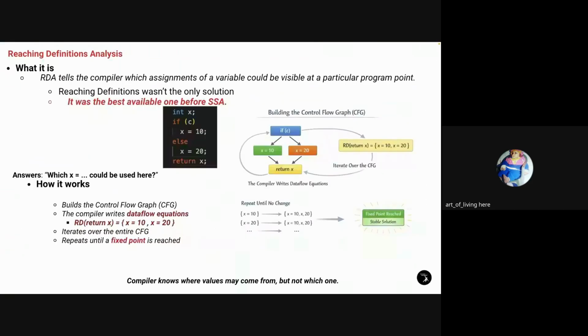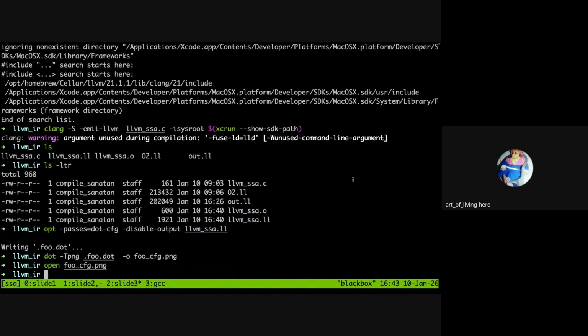Now the question in your mind will be: how did the compiler tackle this before SSA? SSA is not a modern concept; it came in the early 2000s, I think, or the 1900s. So how did compilers tackle it before? I will take that example using GCC.